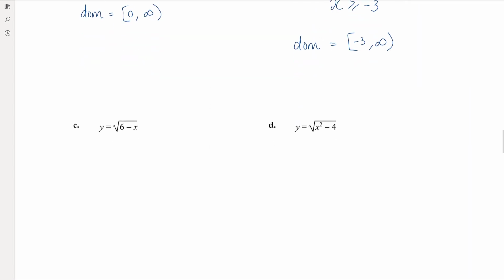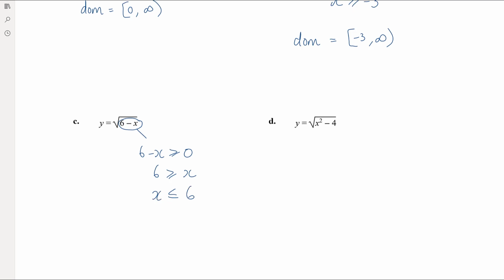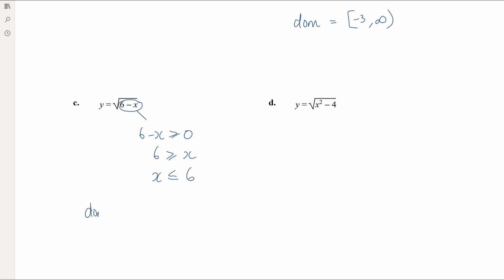This function here, again, whatever's under the square root, the only way this function will exist is if that is bigger than or equal to 0. So we can solve that. We can add x to both sides, which means that x is less than or equal to 6. And so the implied domain of this function is from -infinity up to 6.